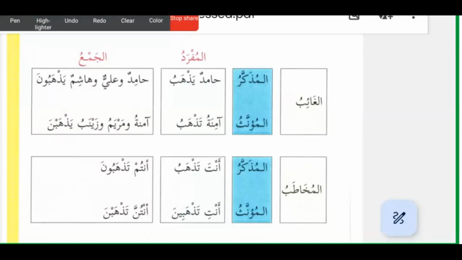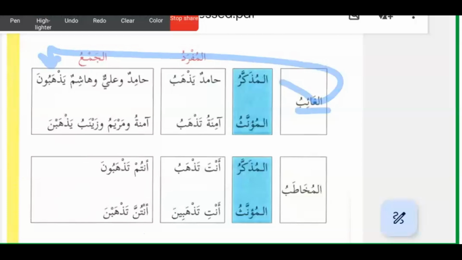Now we have yazhabu for the ghaib, muzakkar, done. Then we have yazhabani, which is not mentioned here. It is used for two persons. Now we have yazhabuna, that is also for ghaib, third person, done. They go. Hamid goes. Then we have Hamid, Ali, and Hisham. They are going.